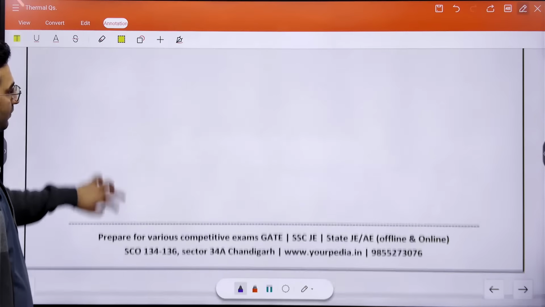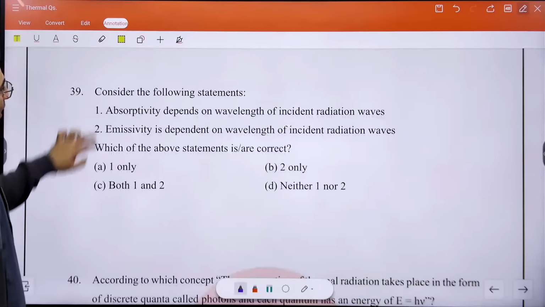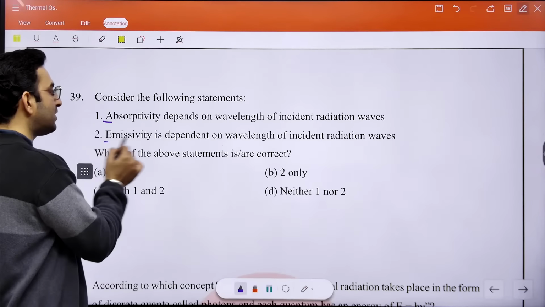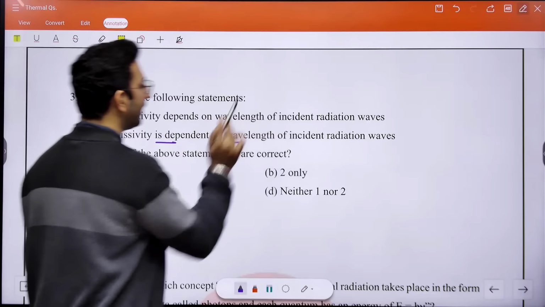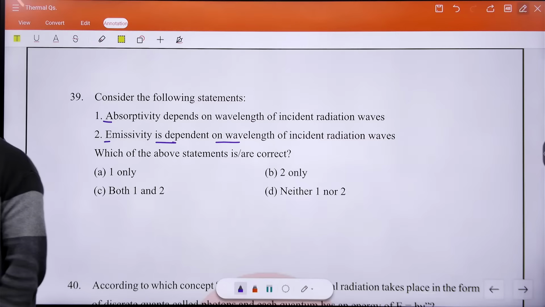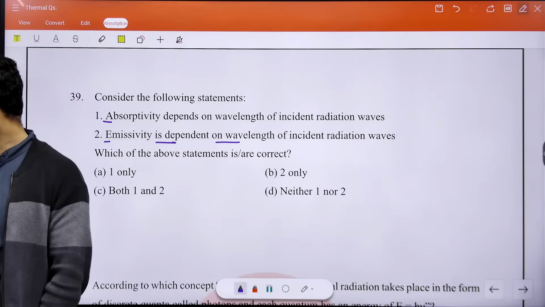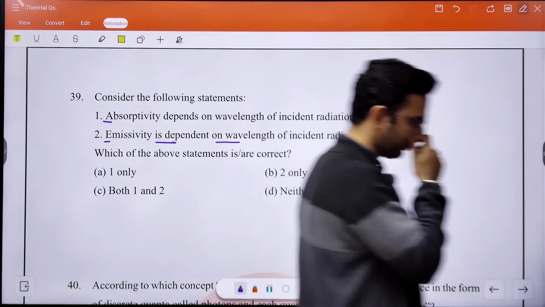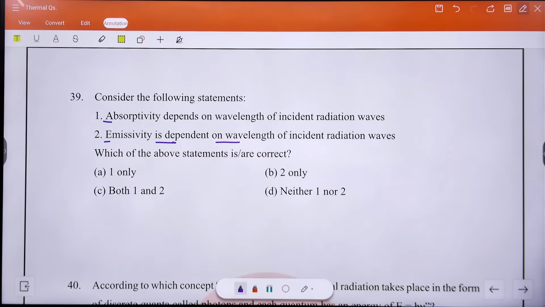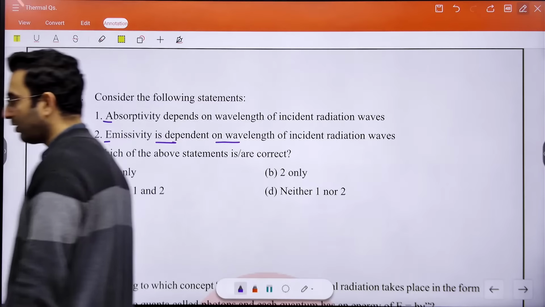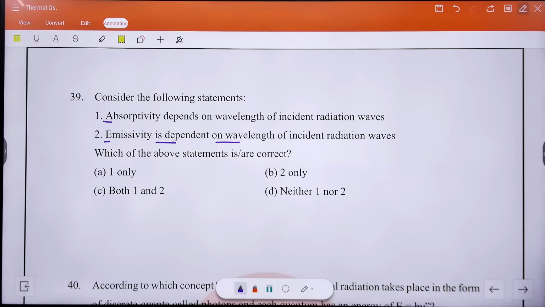Next question. Absorptivity depends upon the wavelength of an incident radiation wave. Emissivity is dependent on the wavelength of the incident radiation wave. Yes. A, B, C, D. What can be the answer here? Does the absorptivity and emissivity depend upon the wavelength or not? What do you think? Option number C. Both 1 and 2. Yes, both 1 and 2 are the correct ones here.